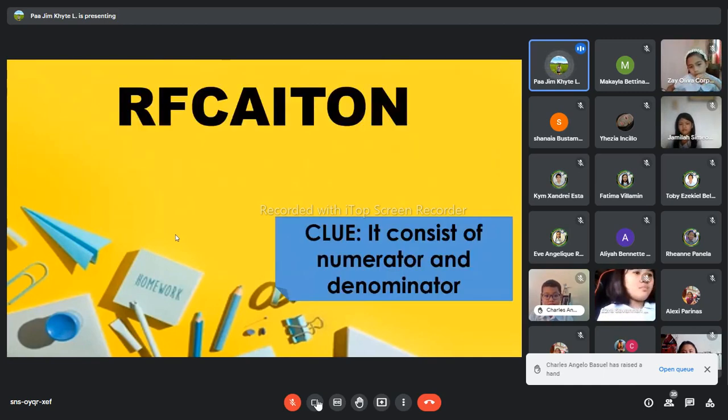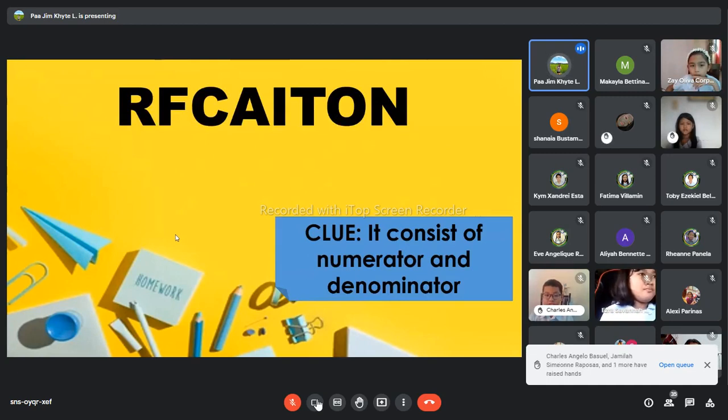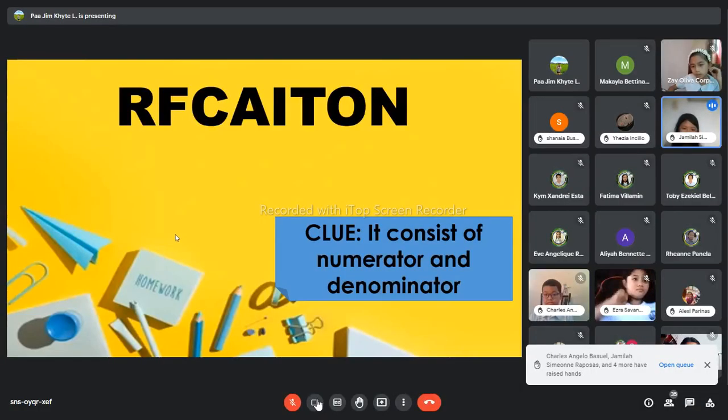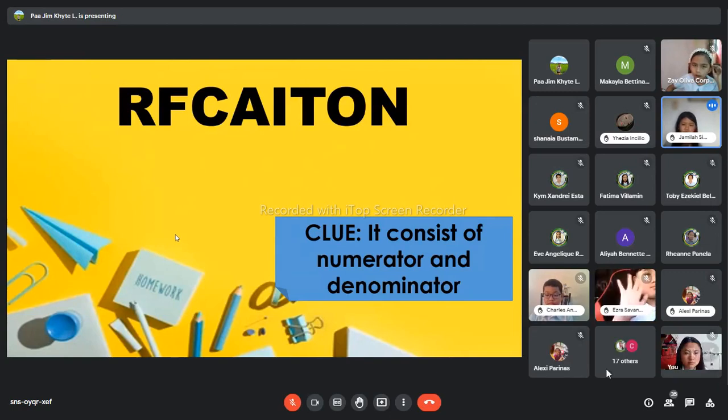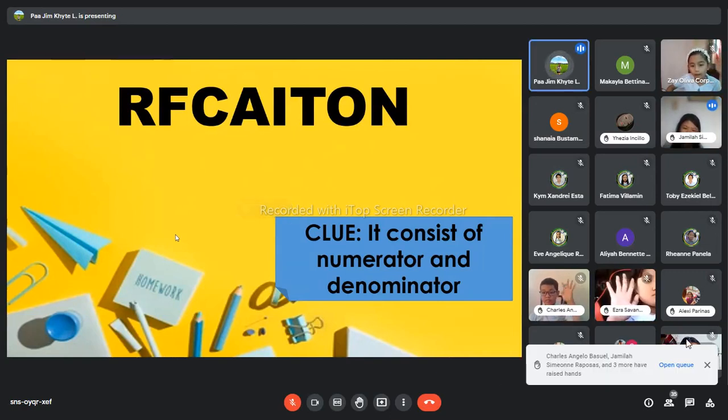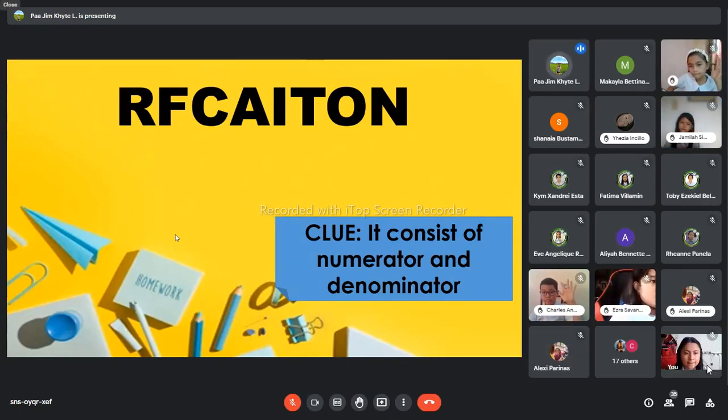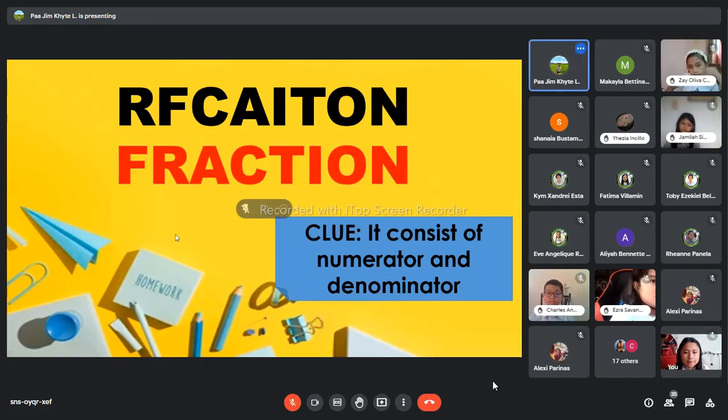And we have a clue. Kindly read the clue. Jamila? It consists of numerator and denominator. That's right. Fraction, ma'am. Very good. It is a fraction.